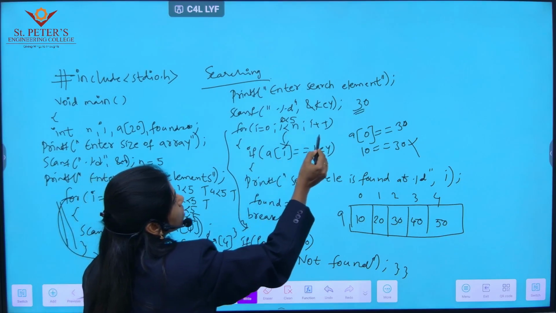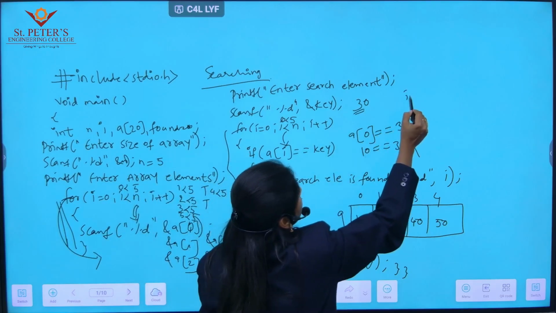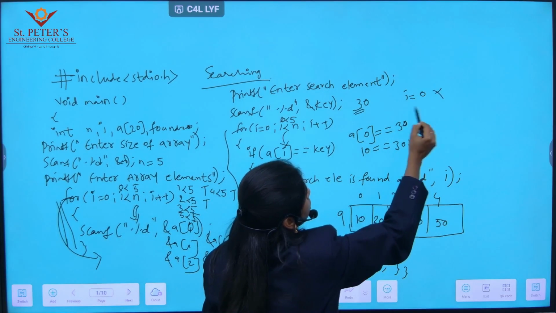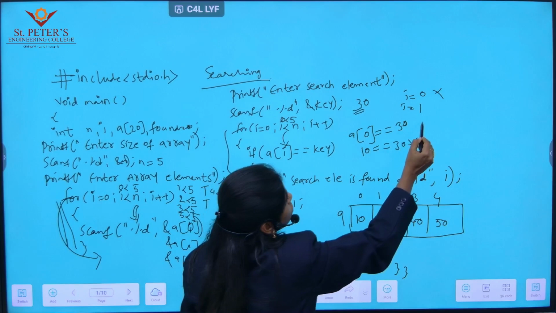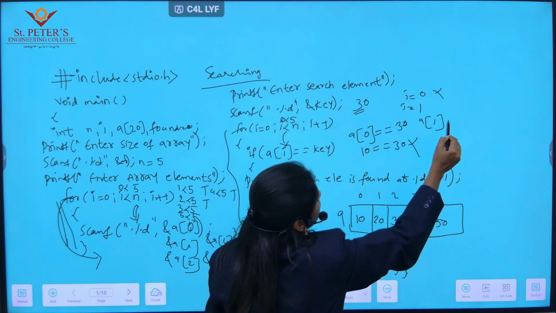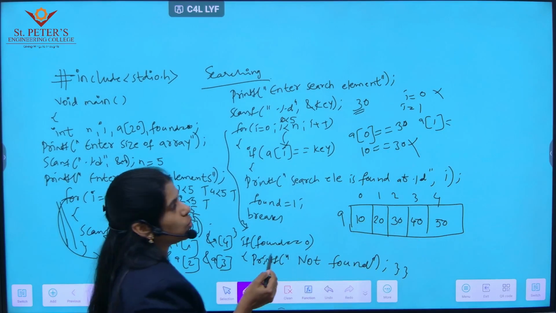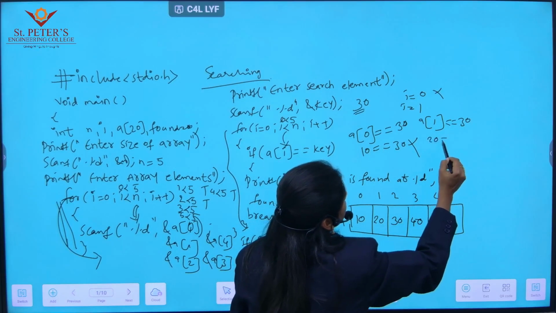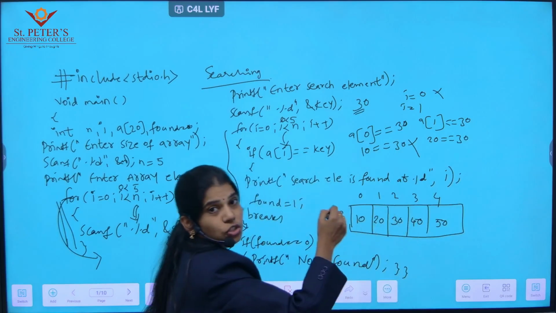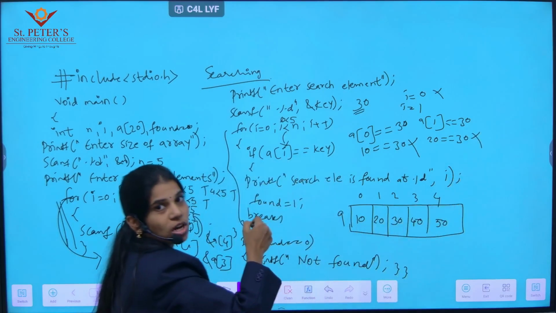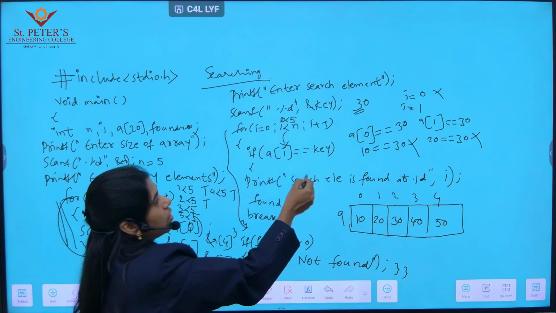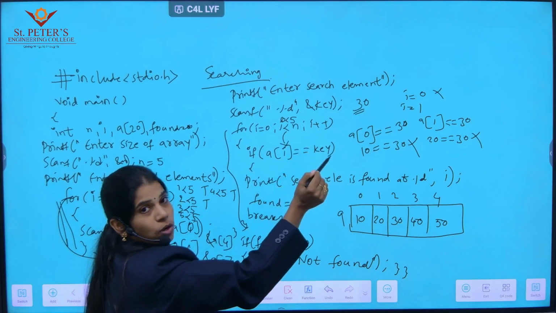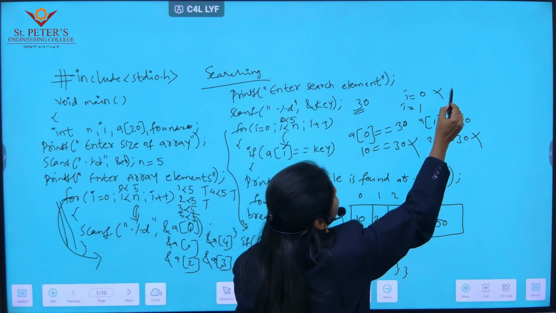Now i becomes 1. For i equal to 0, it was not true. Now it is 1, so that is a of 1. What is a of 1 here? 20. Is 20 double equal to 30? Is it true? No, again it is false. Again go back to the for loop here. i plus plus is going to be carried out. Next the i value becomes 2.